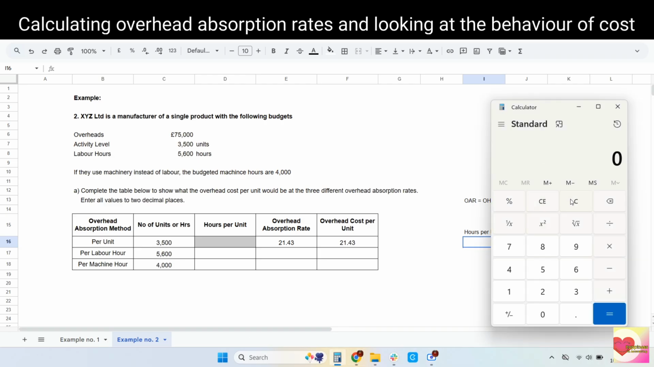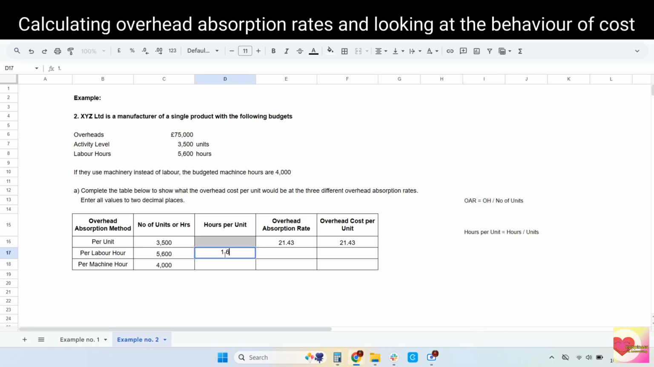So the number of hours, 5,600, divided by the number of units, 3,500, and we got 1.60, and this is our hours per unit. This is the number of hours to produce 1 unit. Next, OAR. Remember that for OAR, we are using the formula, which is OAR equals overheads divided by number of labor hours, since our method is per labor hour. We have to always remember that the OAR formula depends on which method we are calculating.